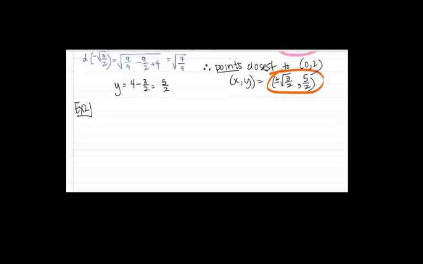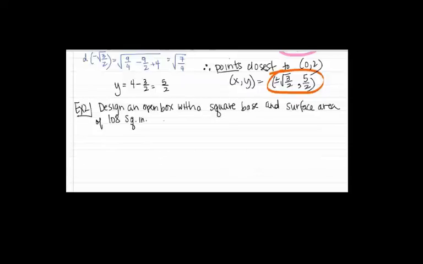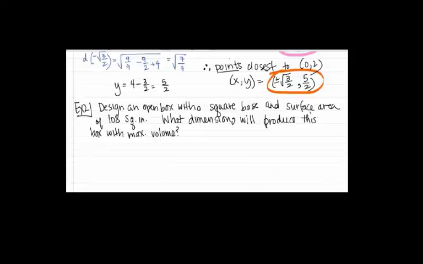I want us to design an open box with a square base that has surface area of 108 square inches. I want to know what dimensions will produce this box with a maximum volume. So another optimization problem, but this time I'm trying to maximize the volume. So let's draw a little picture of this to see what we have.